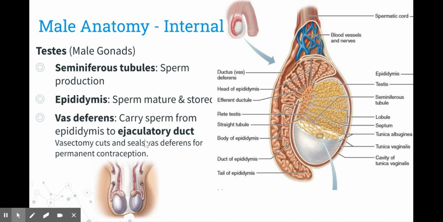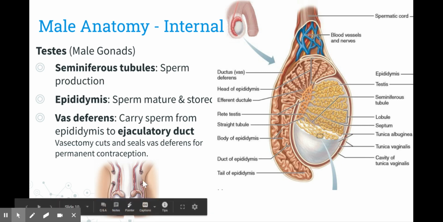Now, vas deferens, that vas term is what we use in the word vasectomy. When a male has a vasectomy, that tube here, the vas deferens, is what is cut and sealed to prevent sperm from traveling from the testes out of the body. That would render a male infertile or unable to impregnate a female. So you can see here, these are paired organs, so both vas deferens have been cut and sealed off as a means of permanent contraception.